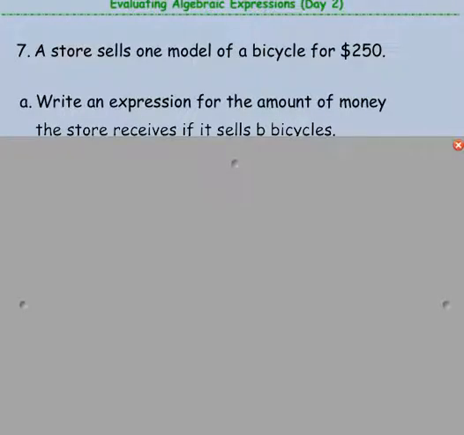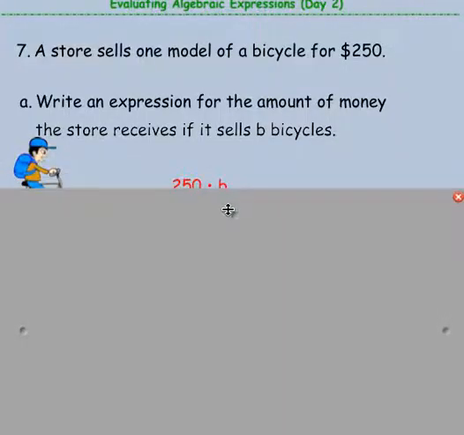Okay. Now we can also evaluate algebraic expressions in word problems. So let's take a look at number 7. A store sells one model of a bicycle for $250. Write an expression for the amount of money the store receives if it sells B bicycles. So we don't know how many bicycles they're selling, but if each bicycle costs $250, we would multiply to figure out how much they're going to make as an expression. So $250 times the number of bicycles, which we don't know, would give you your answer for the amount of money the store would receive.